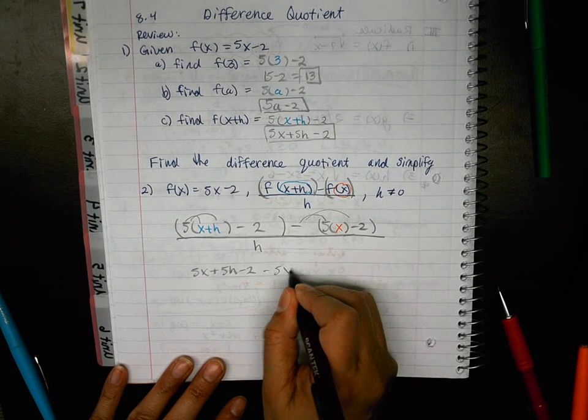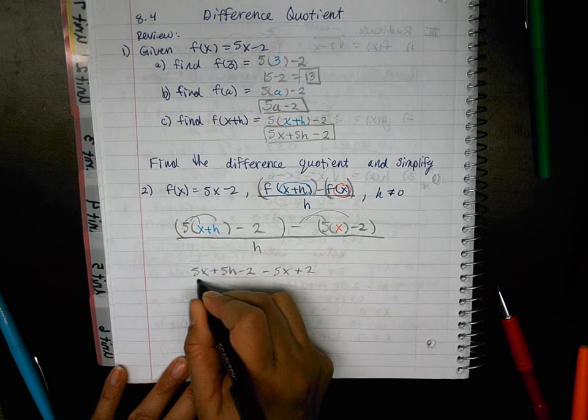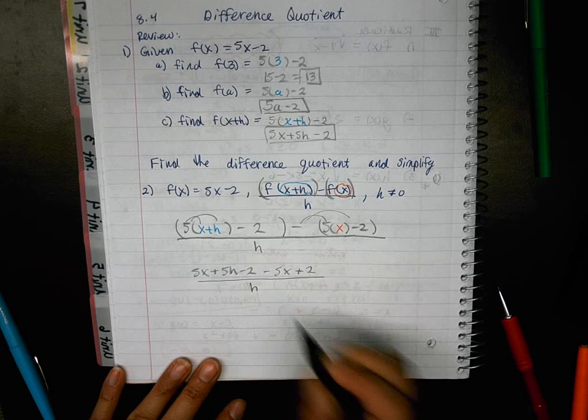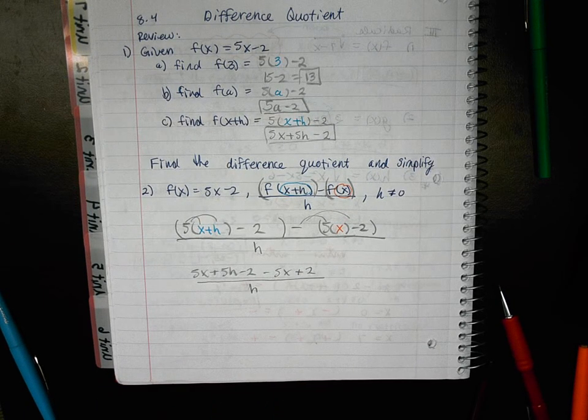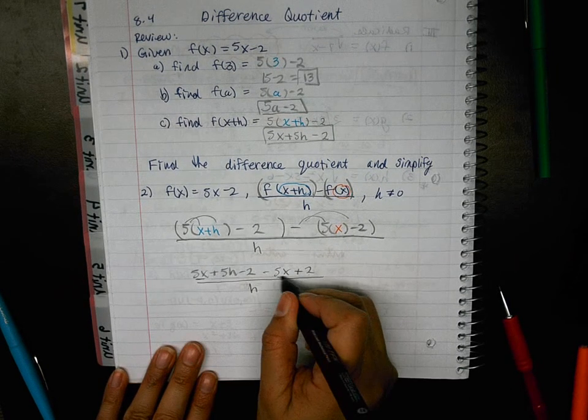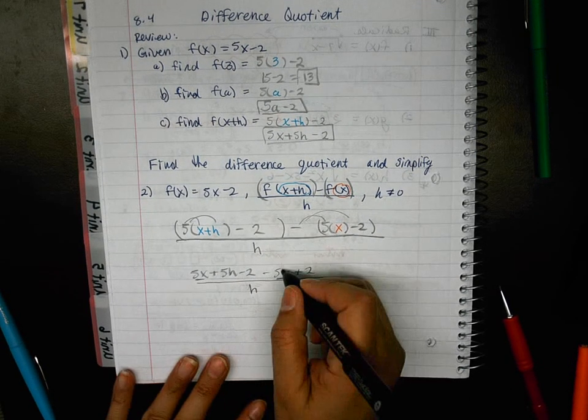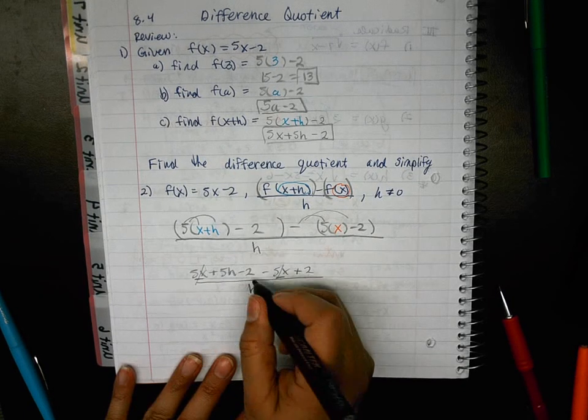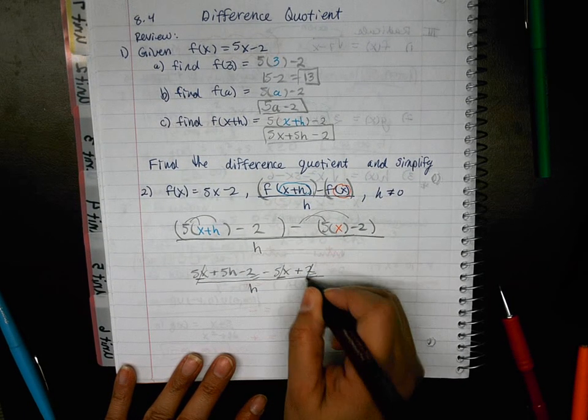Minus 5x plus 2. Now simplify. That means combine like terms, factor, and reduce. What are my like terms here? And what happens to those? What else? What other like terms do I have? Do those cancel out as well?